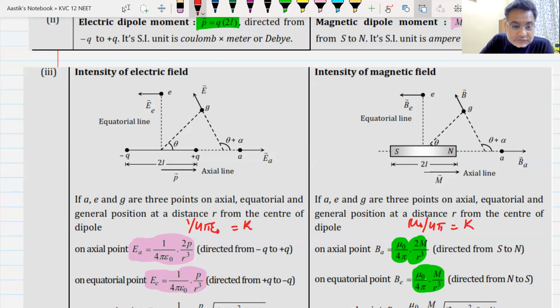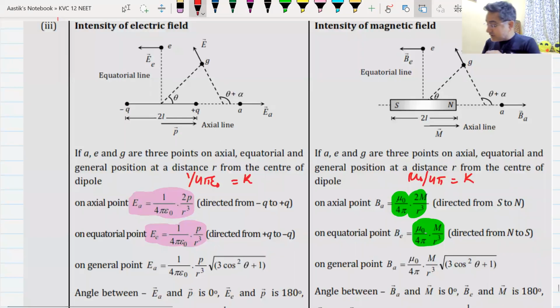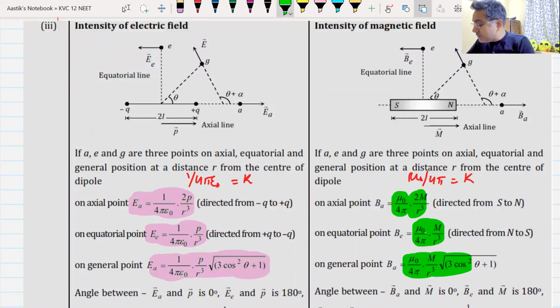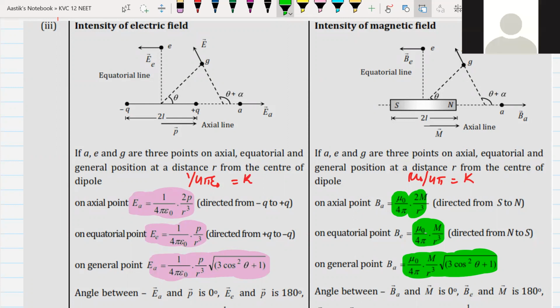So you just have to remember what is the value of k in both cases. In the case of electric dipole, it is 1 by 4 pi epsilon naught. In case of magnetic dipole, it is mu naught by 4 pi. Rest everything is exactly the same. We understand this, yes or no? Yes, sir. Just note this down.